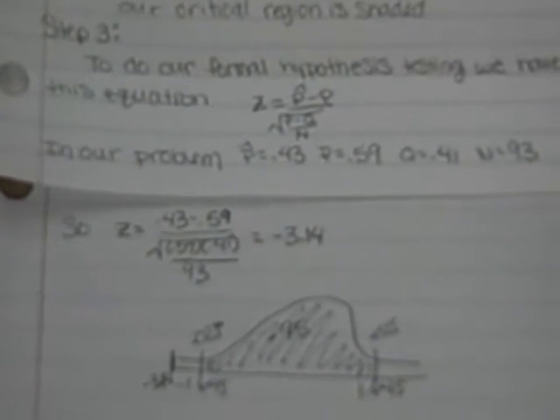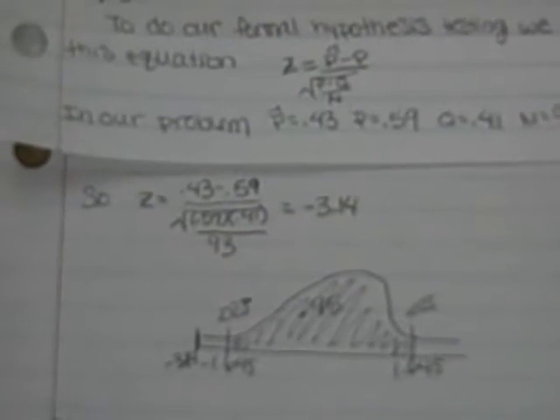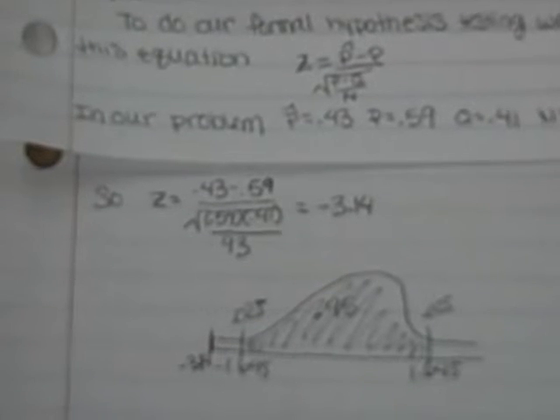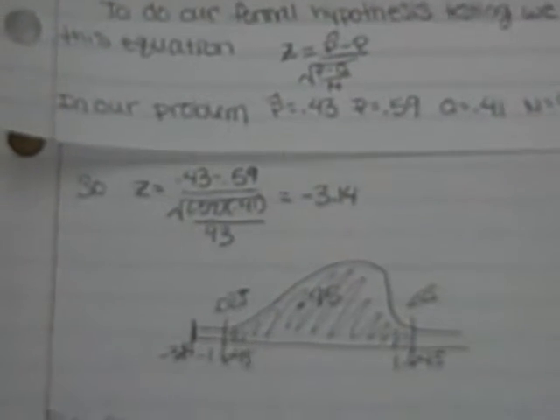Z equals p hat minus p divided by the square root of p times q divided by n. In our problem, p hat is 0.43, p equals 0.59, q equals 0.41, and n equals 93. So if you put that into the equation, Z is going to equal 0.43 minus 0.59 divided by the square root of 0.59 times 0.41 divided by 93, and that equals negative 3.14.